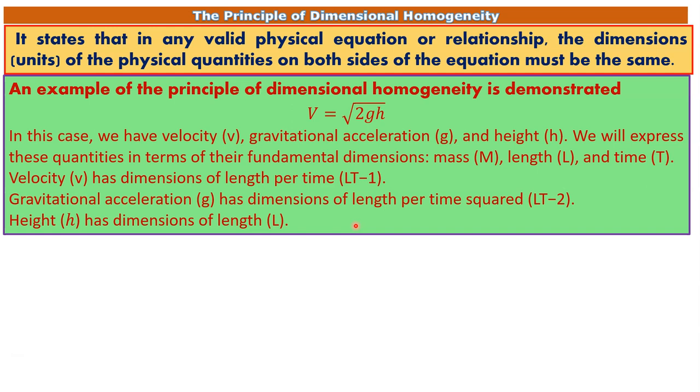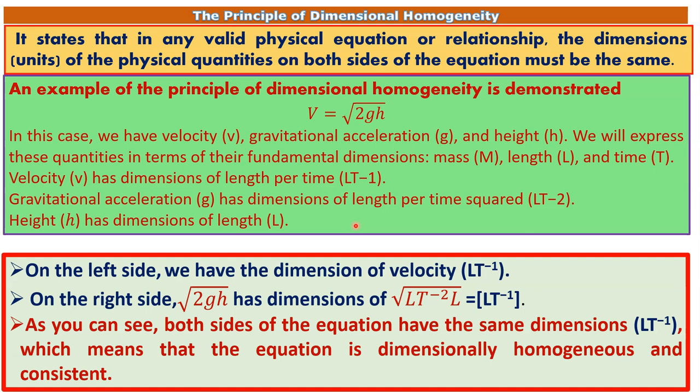Velocity has dimension of length per time, so L T to the power minus 1, and gravitational acceleration has dimension of length per time squared, so L T to the power minus 2. Height has dimension of length, L. So the left hand side has dimension of velocity, L T to the power minus 1. On the other side, root of 2gh has dimension root of L T to the power minus 2 into L. If we do the calculation, we will get L T to the power minus 1. As you can see, both sides of the equation have the same dimension, L T to the power minus 1, which means that the equation is dimensionally homogeneous and consistent.